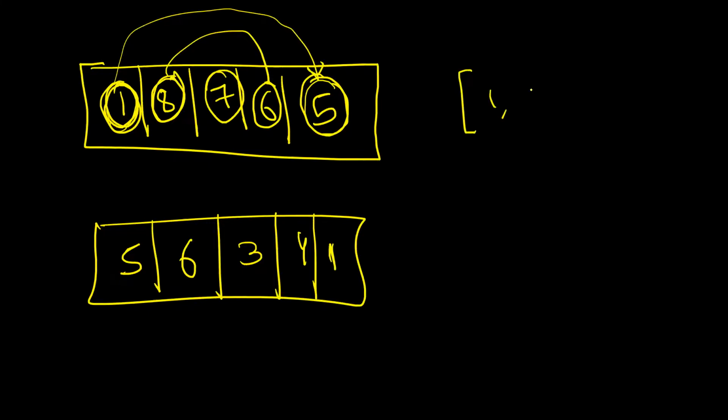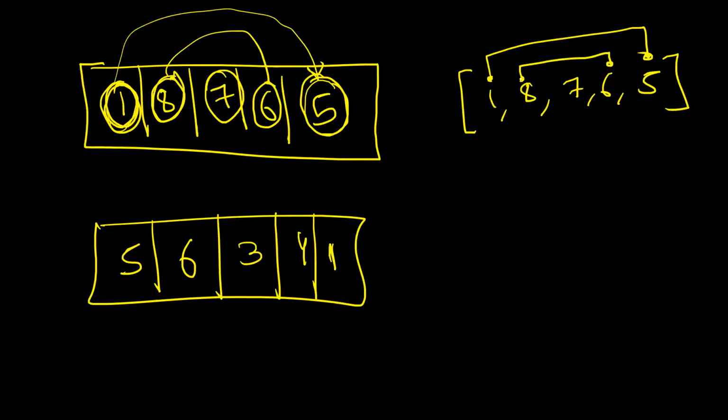So what are we actually doing? We are swapping 1 with 5, so the first and the last element get swapped. We are swapping 8 with 6. And we are swapping 7 with itself. And you see that the contents get reversed. If you swap 1 and 5, 5 comes here, 1 goes here. If you swap 8 and 6, 6 comes here, 8 goes here. If you swap 7 with itself, 7 remains here. And is it not the reverse? See, 5, 6, 7, 8, 1.